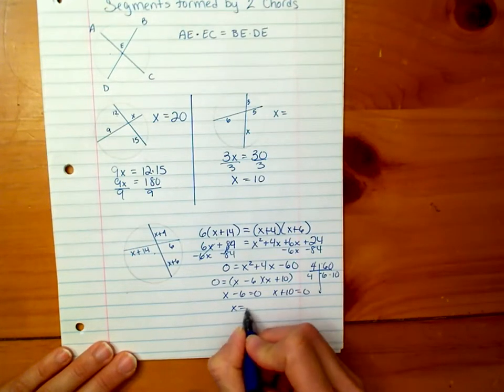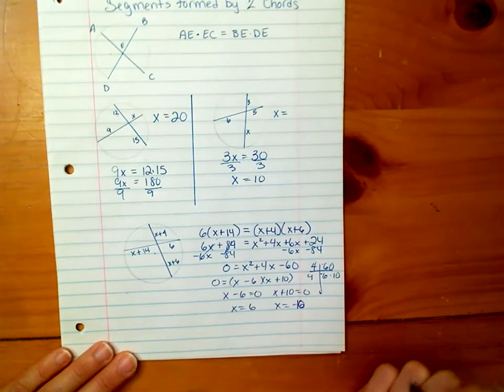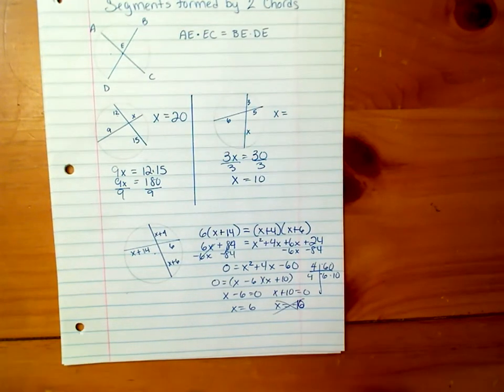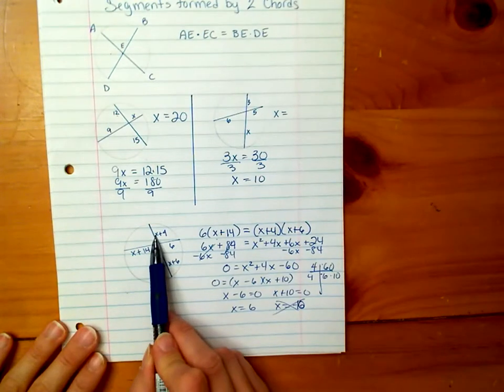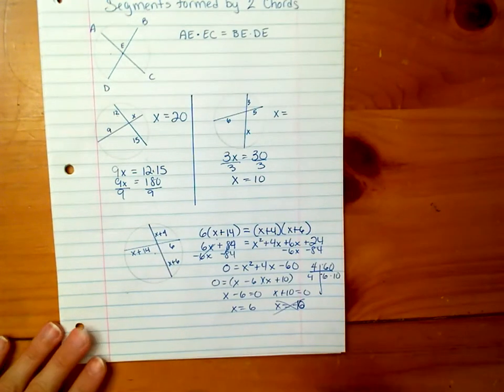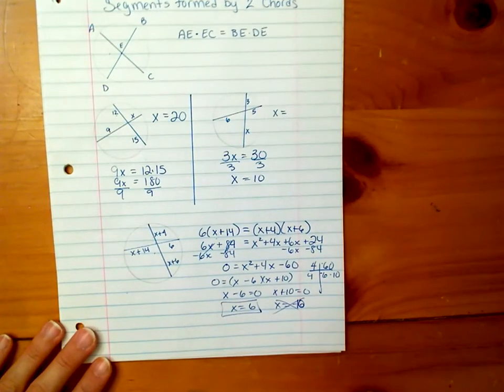When we do that, we find x equals 6 and x equals negative 10. And we ignore the negative because a length can't be negative. If this was negative 10 plus 4, that'd be a negative 6, and a length can't be negative. So we know that our answer is x equals 6.